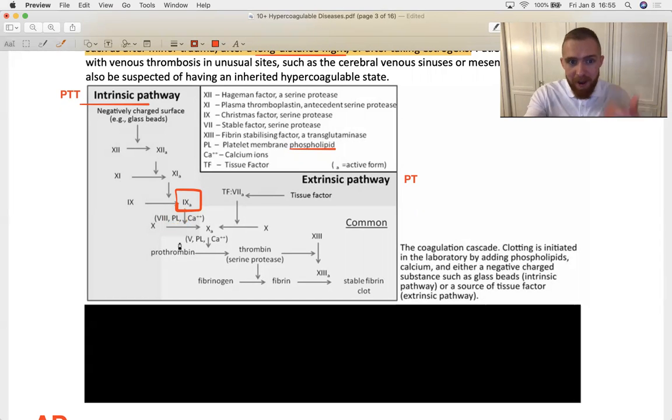Again, right there it is, phospholipid. You need phospholipids to seal the deal, to put the wax on the intrinsic pathway, to put the letter in the mailbox. And if you don't have phospholipids, that intrinsic pathway, PTT, is really drawn out. It takes a long time for that intrinsic pathway to work.